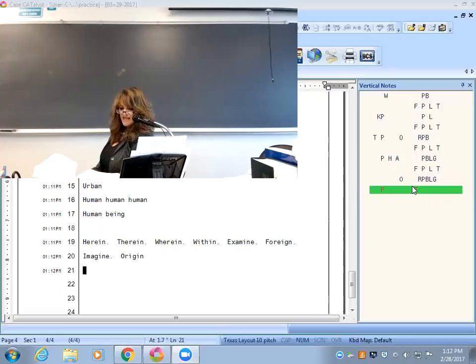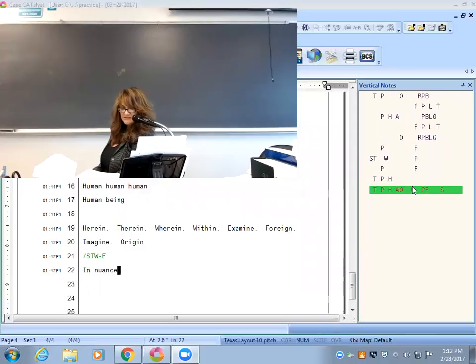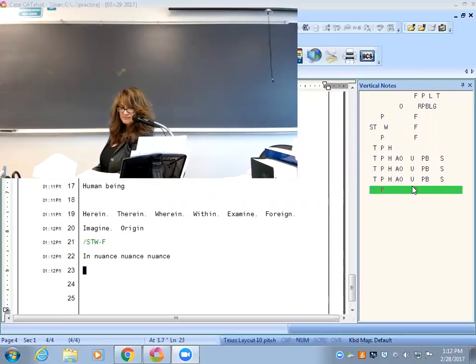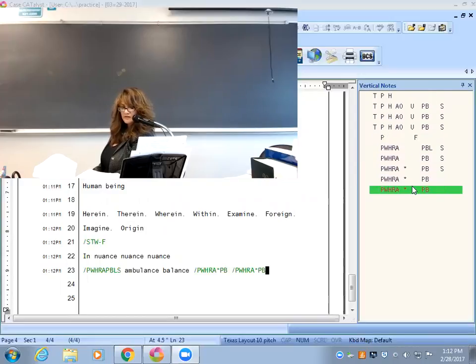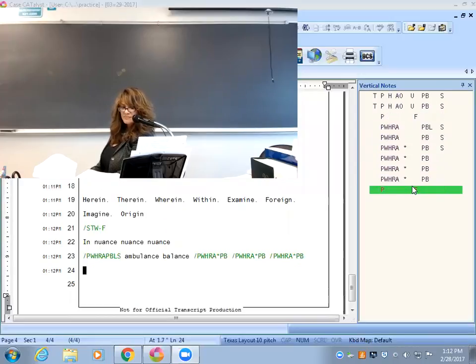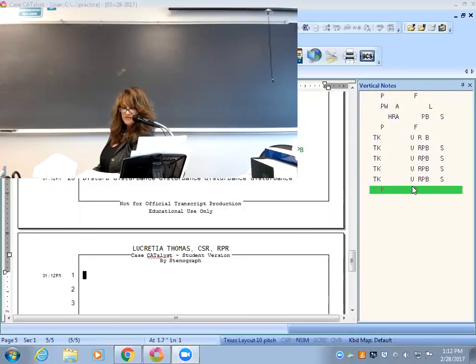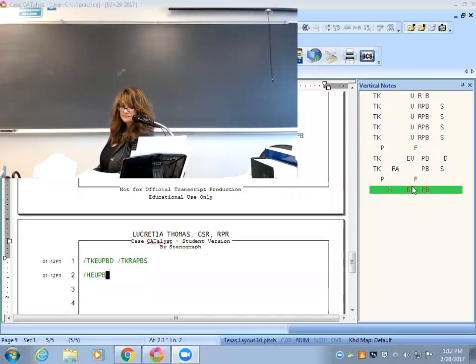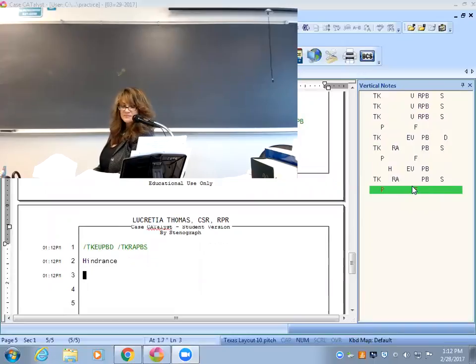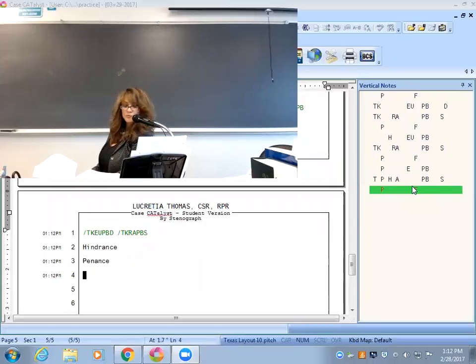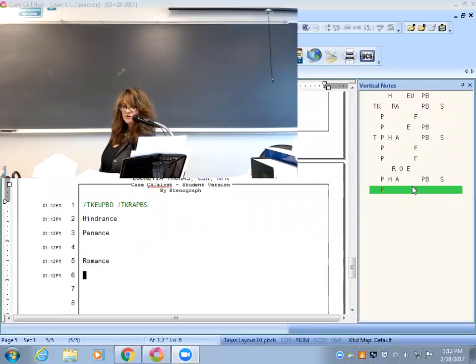And then you have words ending in ants. You can't write ants by itself because that's answer. So you have nuance, one stroke. You have balance, I think balance is a brief. No, it's not. Balance is balance, okay? And then you have disturbance. Disturb is derb. Disturbance, D-U-R-B-N-S. Okay, one stroke, that's a brief. And then you have hindrance, hindrance. You have penance, penance. And then romance, romance. Okay, so you can't leave the A-N-S over here by itself. Otherwise, it's going to give you answer.